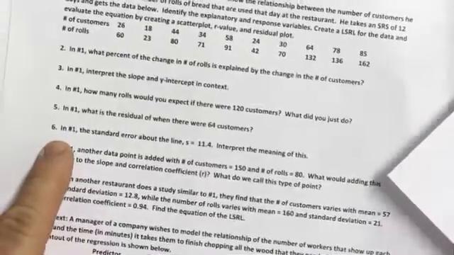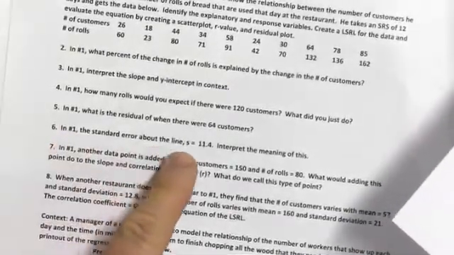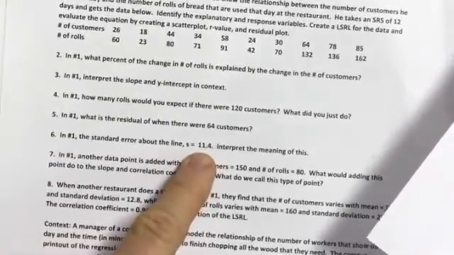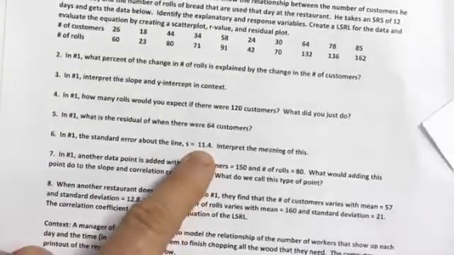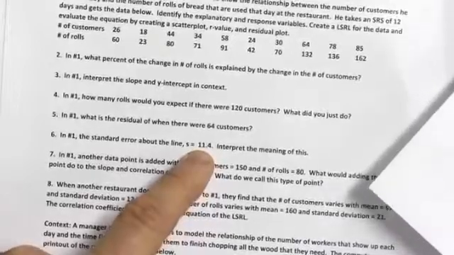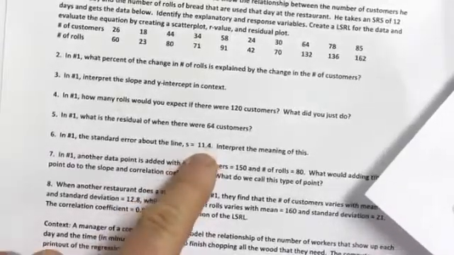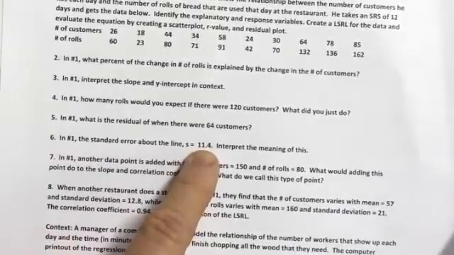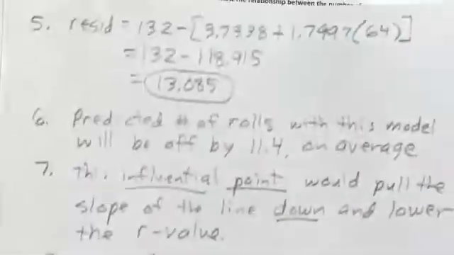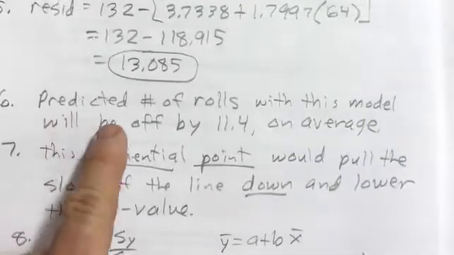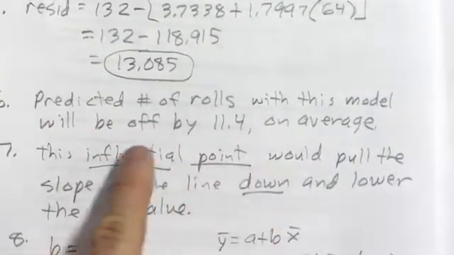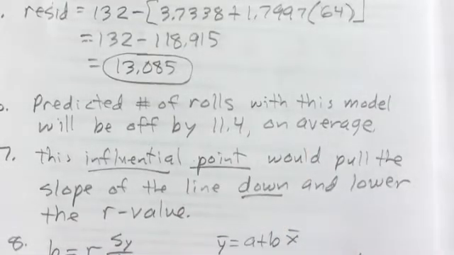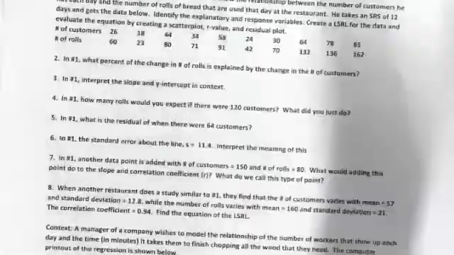Number 6. In number 1, the standard error is 11.4, interpret. You'll always be given S. You don't have to find it. There's a complicated formula for it that's not a part of the AP Stats curriculum, and you don't have to use your calculator to find it. The standard error about the line is the average amount predictions are off. So in number 6, we would say the predicted number of rolls in this model will be off by 11.4 on average. In other words, predicted Y values will be off by that amount on average.